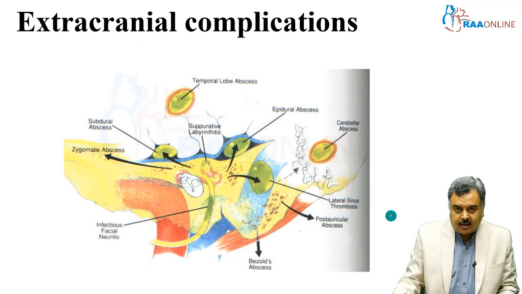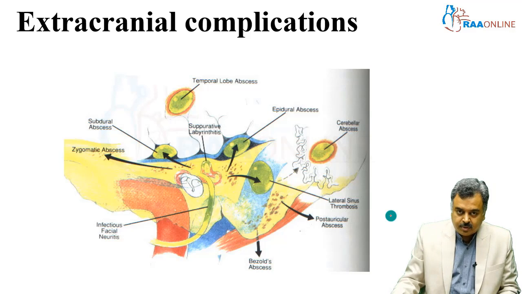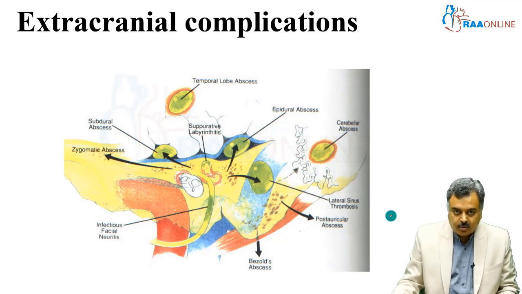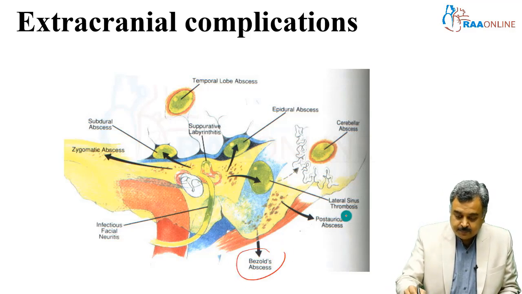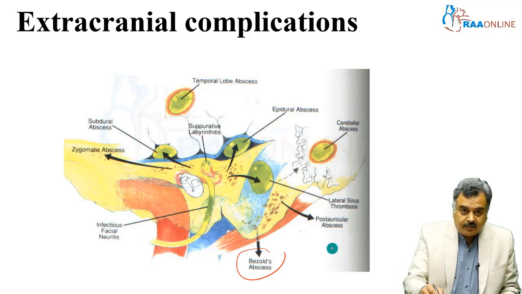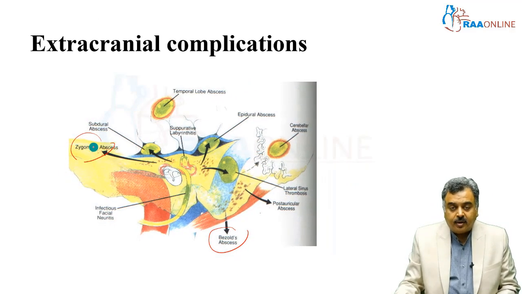We can also have extracranial complications. When the infection from the mastoid bone crosses the tegmen and goes into the brain, we get intracranial complications. Whereas, if it crosses the subperiosteum and goes into the surrounding soft tissue, we get extracranial complications. The most common ones are Bezold's abscess, then the postauricular abscess, then facial nerve involvement or facial neuritis, zygomatic abscess and Citelli's abscess. We will talk about each of these.